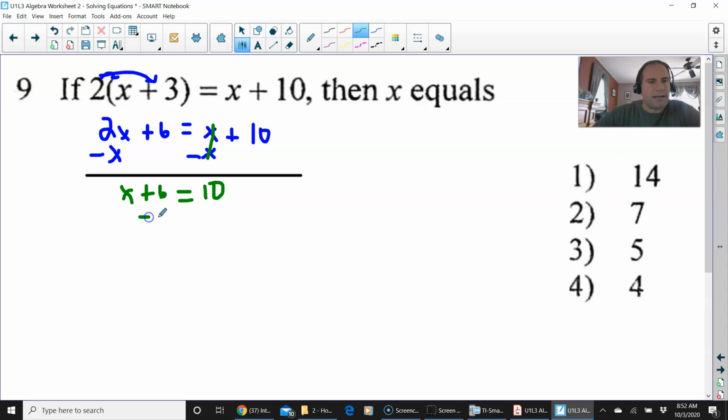So you subtract 6. This is a single step equation. You subtract 6 on both sides, and now the 6's cancel, and you get x equals 4. And it doesn't get any easier than that, and the choice is 4.